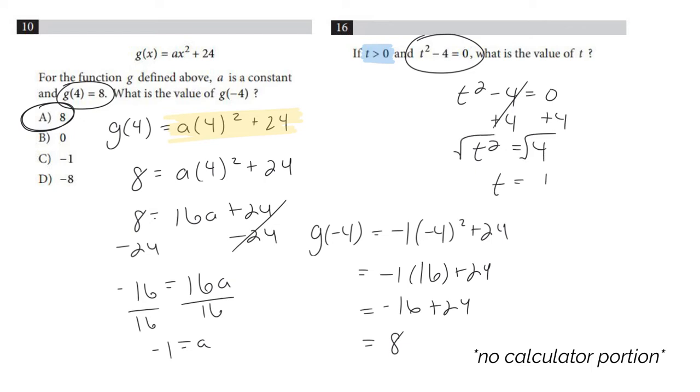Because I took the square root, I have plus minus. So I get t equals plus minus 2. So I have a positive 2 and a negative 2. Which one of those is greater than 0? Positive 2. So that would be my answer to number 16.